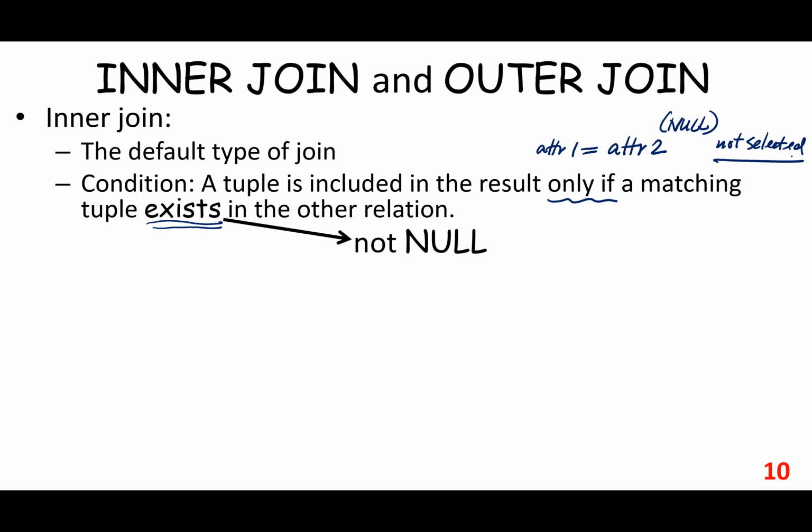Because for inner join, we do not allow this to happen, right? Inner join, when you apply the join condition, we do not allow that null value involved to be selected. All right, that's simple. That's the default meaning of inner join.